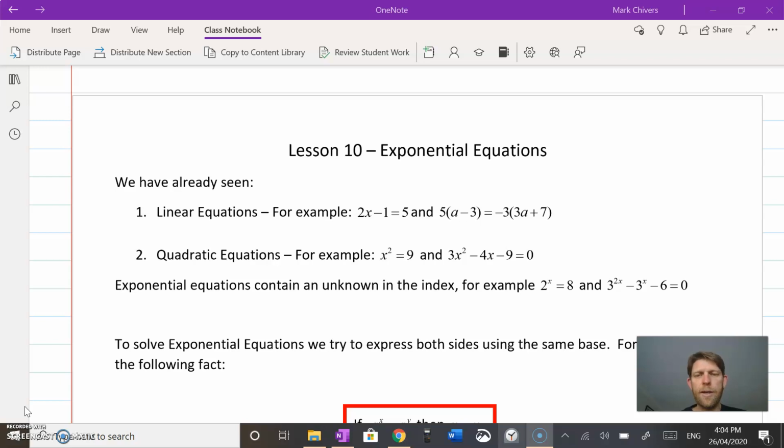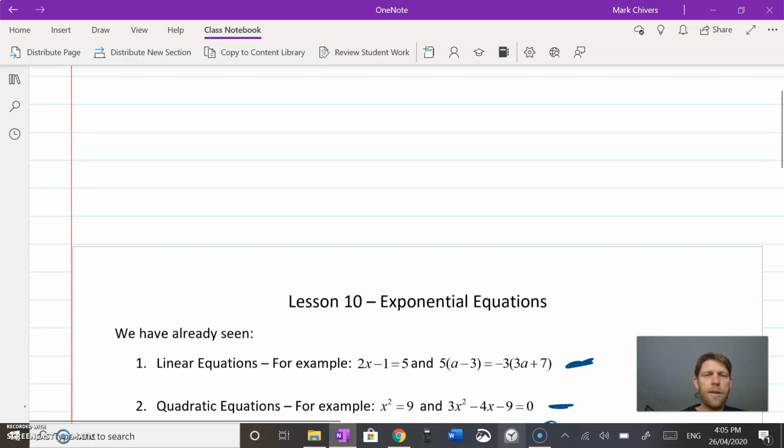So we would have already done linear equations. So you're thinking of your y equals mx plus b, and that's these guys here. And then we've already done quadratic equations, which is where we've got x to the power of 2. Exponential equations are just a different type of equation where our unknown, our x, is in the index, in the power. So like in this particular case here, there's 2 to the power of x. And they're not altogether all that hard.